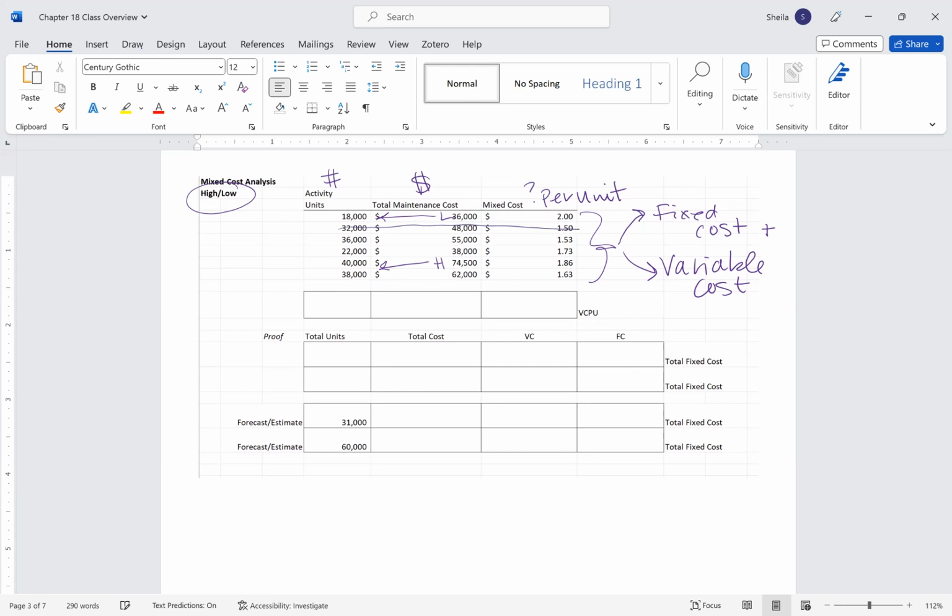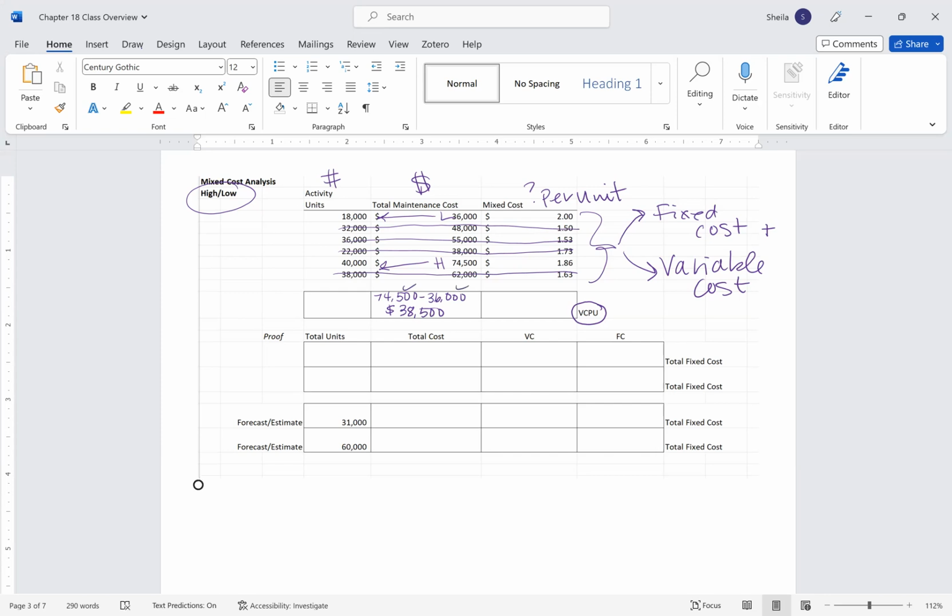We can ignore essentially all these other data points for high-low, okay? So our focus is finding this variable cost per unit. So how do we do that? Well, we just take the difference, okay? So 74,500 of cost minus 36,000 gives us 38,500. So basically what we're saying is between these two levels of activity, the variable portion of cost is 38,500. Okay, because this is like our highest point and our lowest point.